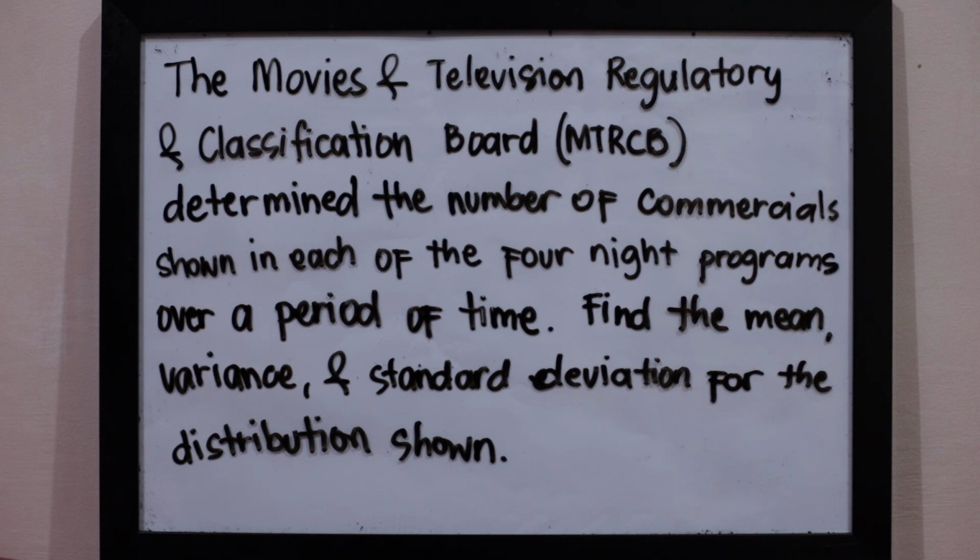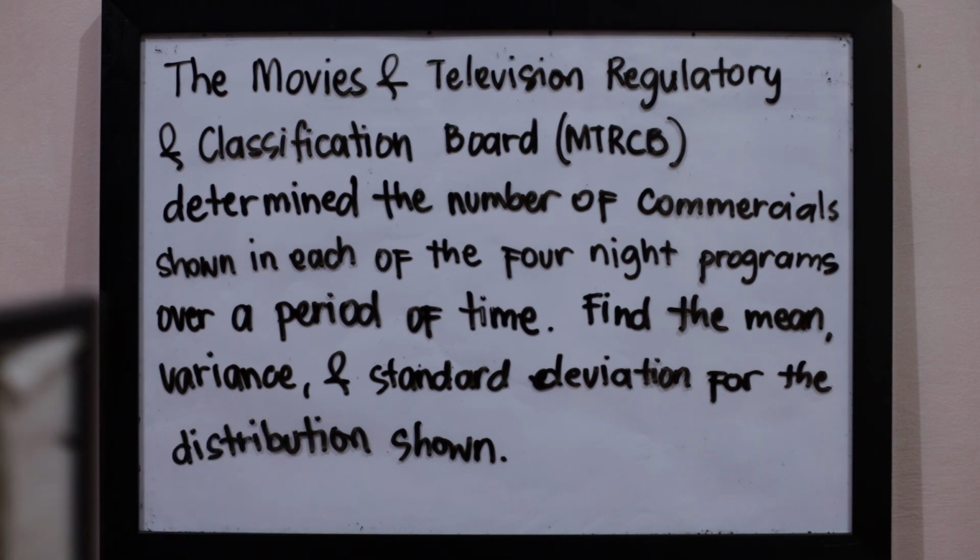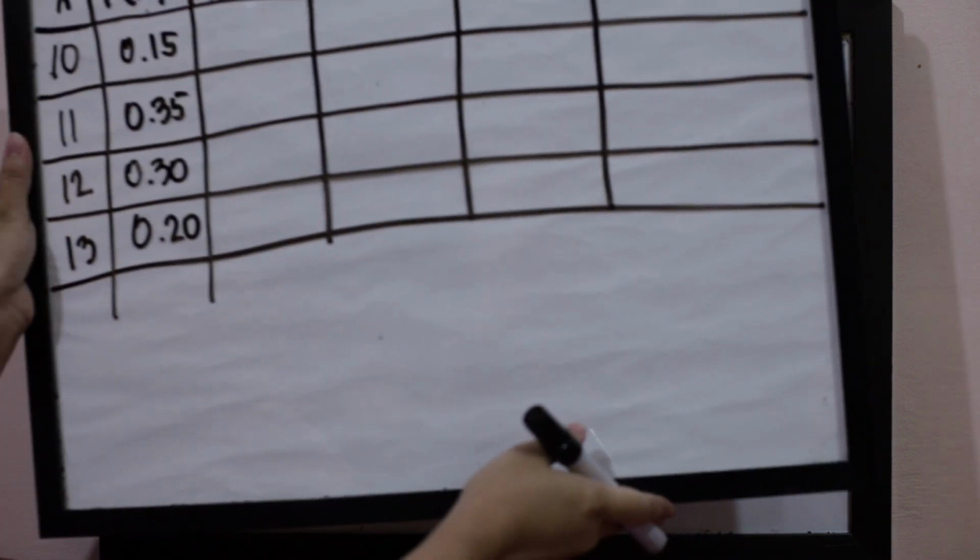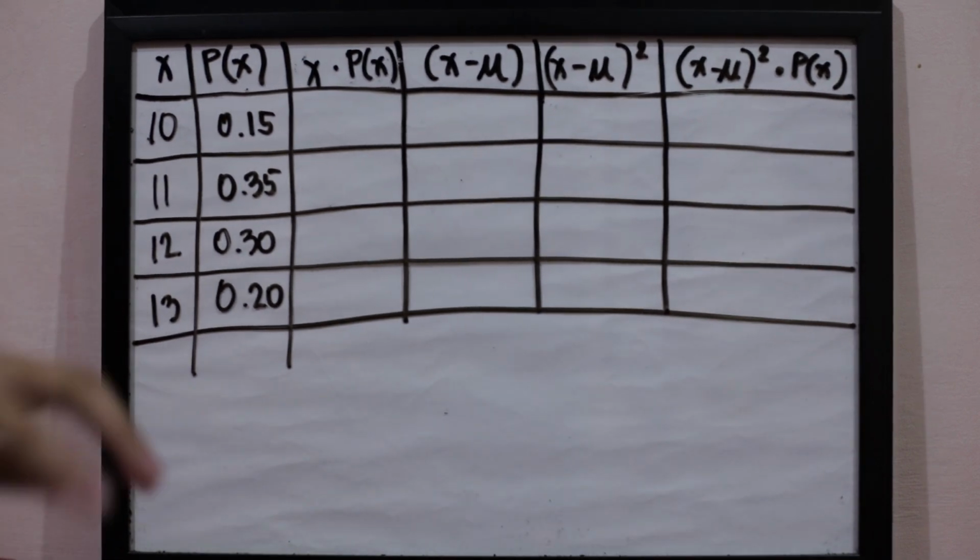determine the number of commercials shown in each of the 4 night programs over a period of time. Find the mean, variance, and standard deviation for the distribution shown. So, ito yung distribution. Let's say, ayan yung distribution, 10, 11, 12, and 13, yung number of commercials, tapos the probabilities are there.